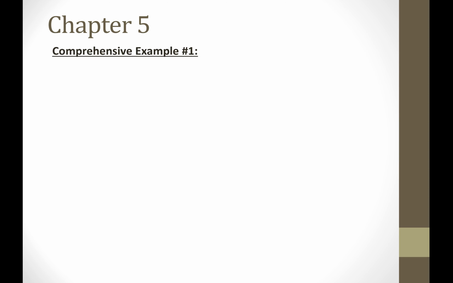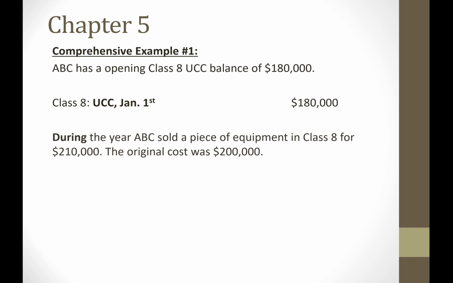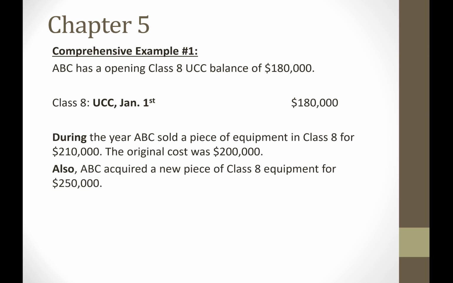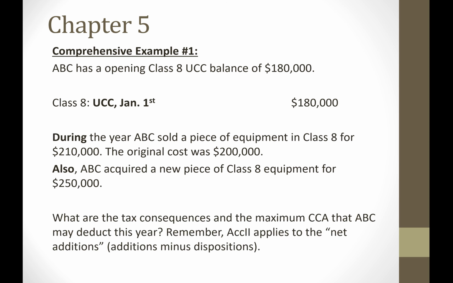Moving on to the next slide, let's look at a comprehensive example. I'm just going to list the facts here on the slide. We have an opening balance of $180,000 in our Class 8. We sold a piece of equipment from this class for $210,000, but we also bought a new piece of equipment for $250,000. What are the tax consequences and what is the maximum CCA that can be deducted? Now remember, the accelerated investment incentive only applies to net additions. So pause the video now and see if you can figure out what the maximum CCA is.